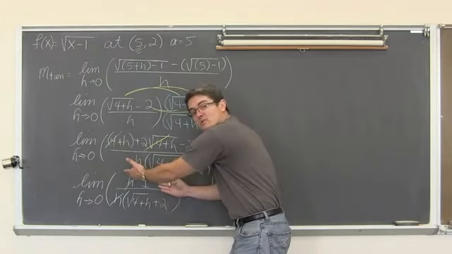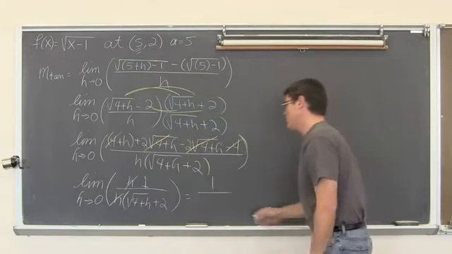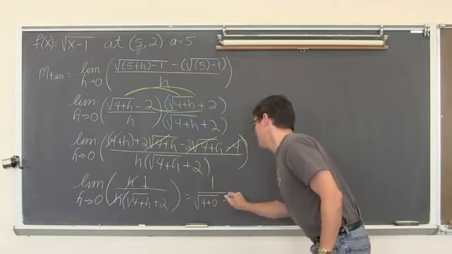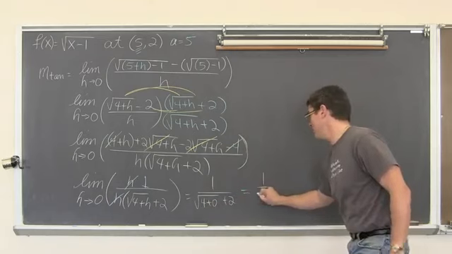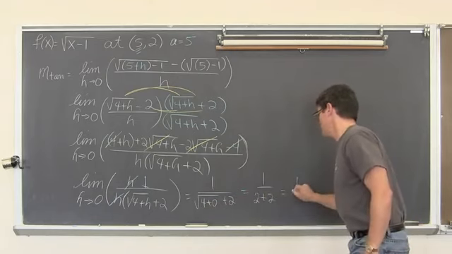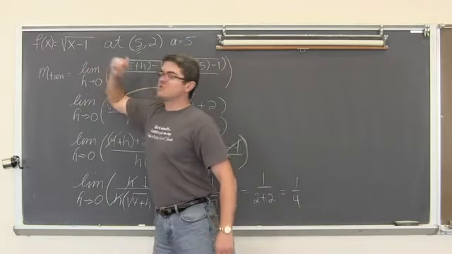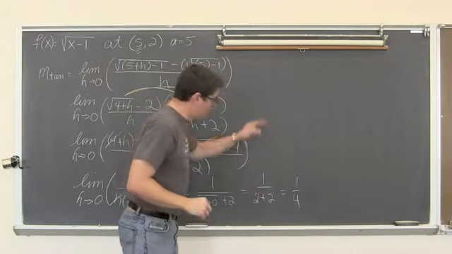we're taking the limit of the numerator, which is a constant, and the limit of the denominator, its quotient. So plugging in 0, we have the square root of 4 plus 0 plus 2, that is 1 over the square root of 4 is 2, plus 2, which is 1/4. So the slope of this function at the point 5, 2 is equal to 1/4.